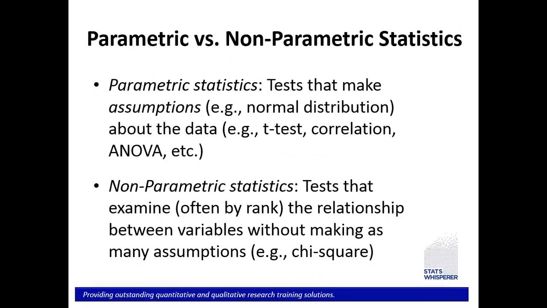All right, the first term you need to know, the difference between parametric and non-parametric statistics. Parametric statistics are statistics that make assumptions about the data, frequent assumptions, right? For example, the normal distribution that we've mentioned earlier, right? And some examples of parametric statistics we'll use are the t-test, correlation, and ANOVA. So we'll be getting into all that much more heavily. Non-parametric statistics are tests that examine, often by rank, the relationship between variables, but without making as many assumptions, right? An example of a non-parametric test we'll use is the chi-square.